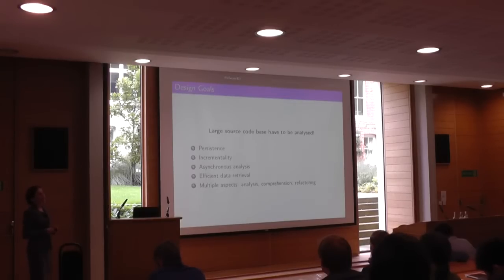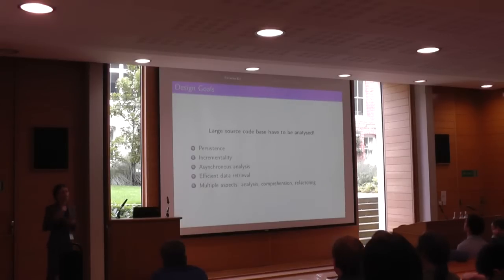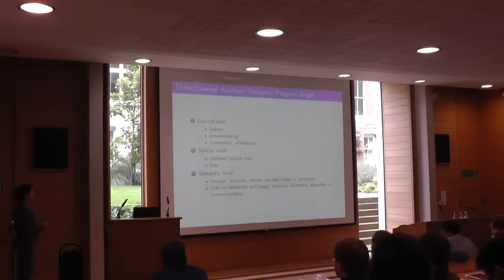To guarantee speed, we use asynchronous analysis. So every independent syntax part of the program is analyzed asynchronously as a separate Erlang process. And of course, we need efficient data retrieval from the huge code base. So that's why we developed a graph representation to gather the information. And this is a 3-layer graph. It's labeled, rooted, and directed.